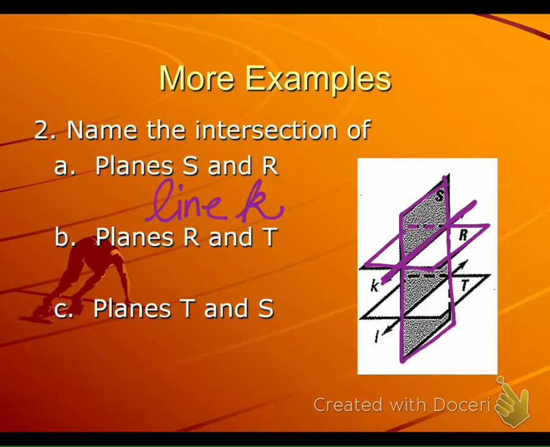All right, so the next one says plane R and plane T. So plane R is the top white plane. Plane T is the bottom white plane. So it kind of looks like the ceiling and the floor, right? Where do those intersect? Nowhere. They don't, okay? So you could just say planes don't intersect. That's impossible to see. Yeah, we'll just say none. That makes it a little easier. None.